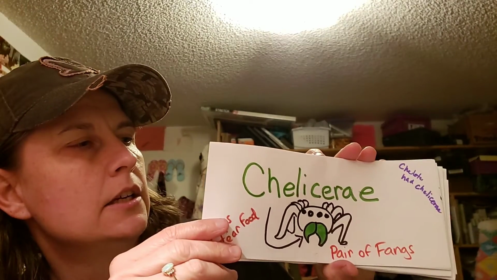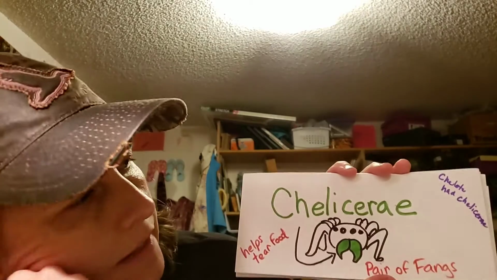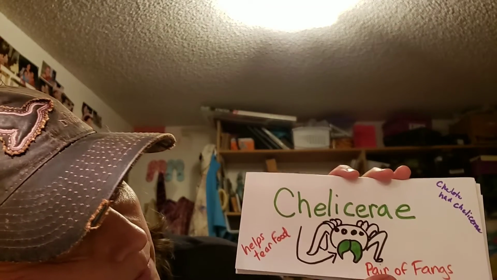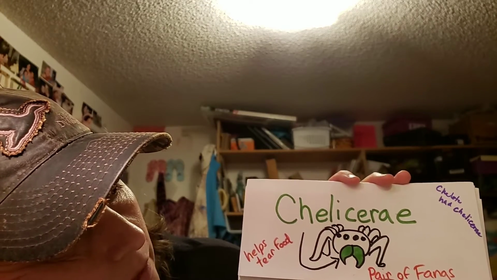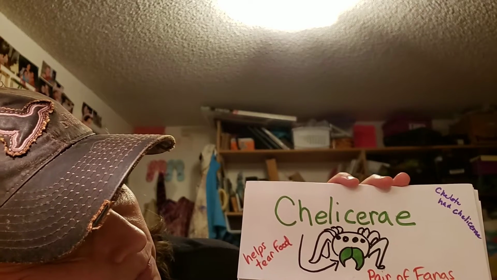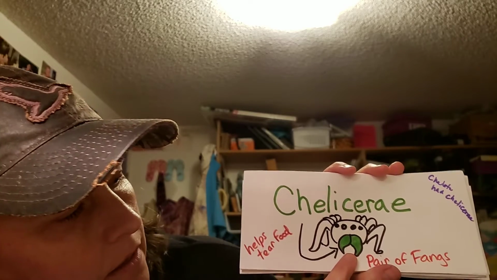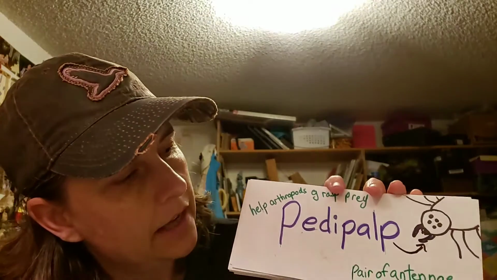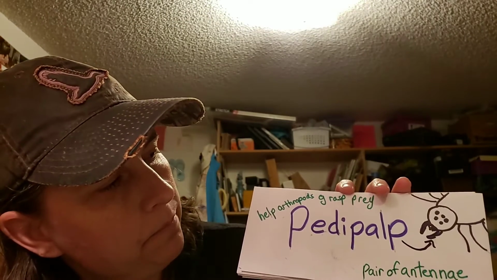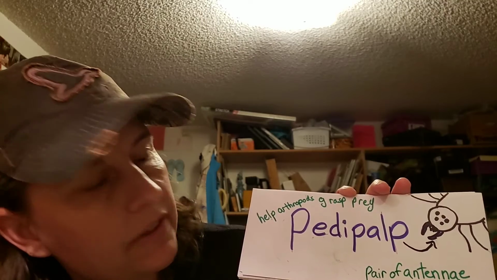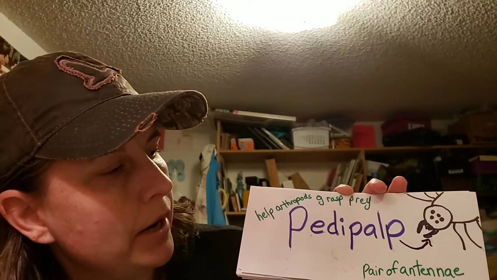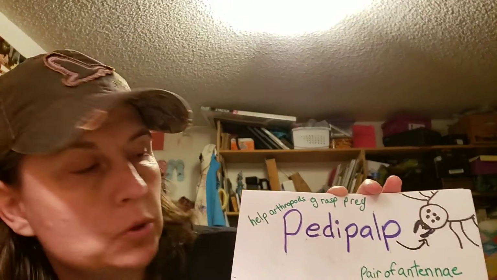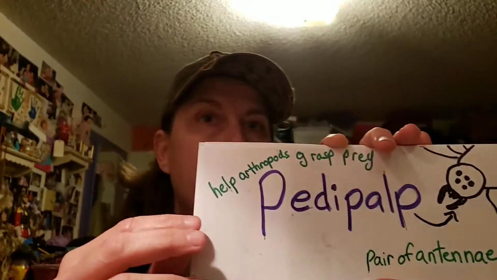This one, let's see. It's a chelicera, I think. Chelicera. Remember, Charlotte, from Charlotte's Web, had a chelicera, which are a pair of fangs. See? Pair of fangs. They help tear food. Chelicera. Charlotte had a chelicera. Say that fast. Okay? Pedipalp. Pedipalps are a pair of antennae. They help grab prey. Pedipalp helps you grab your pal before you eat him.